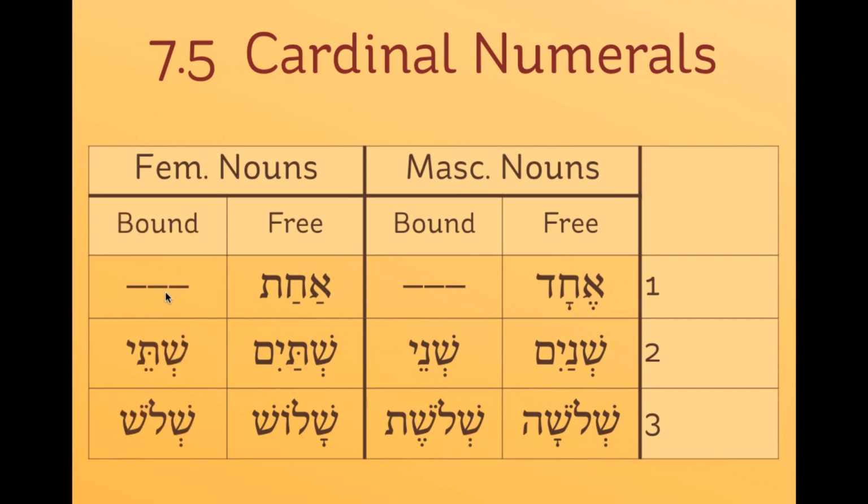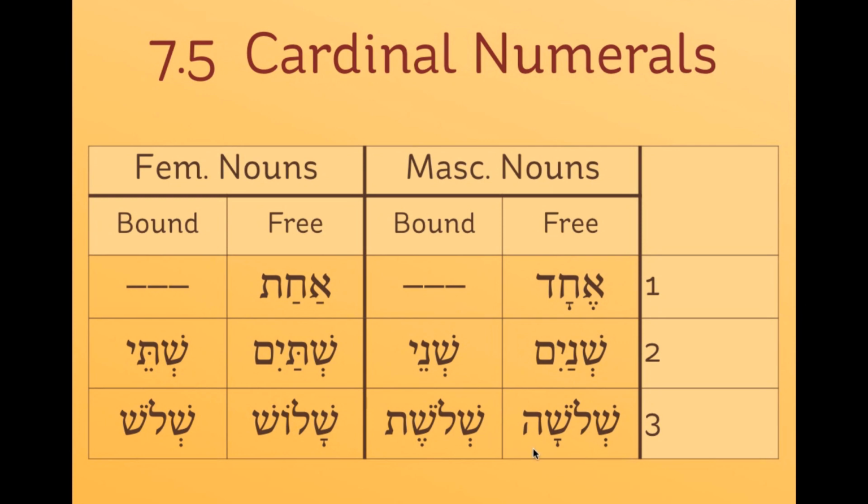No bound form for number 1 because it's an adjective. 2 through 10 are nouns. You can see this as a bound form because it ends in tsere yod. This because you get vowel reduction: kametz becomes a shva. Now, for the forms that you have memorized, when you memorize these flashcards, you only memorize the free forms, just like all the other nouns that you memorize.